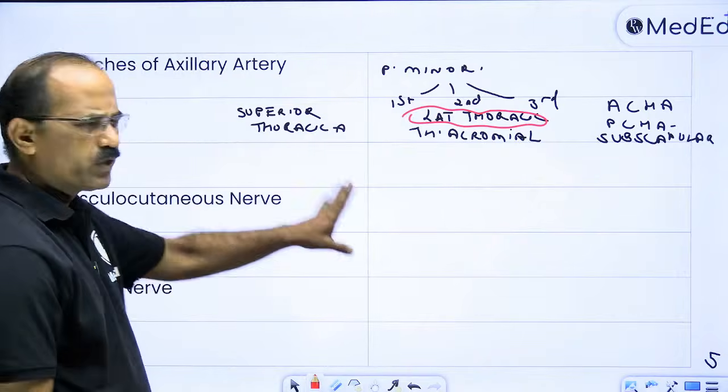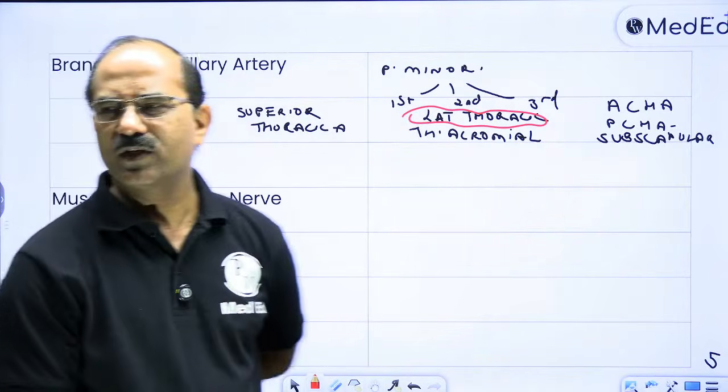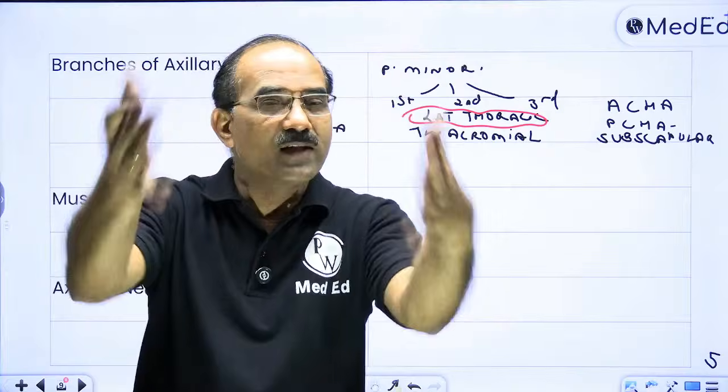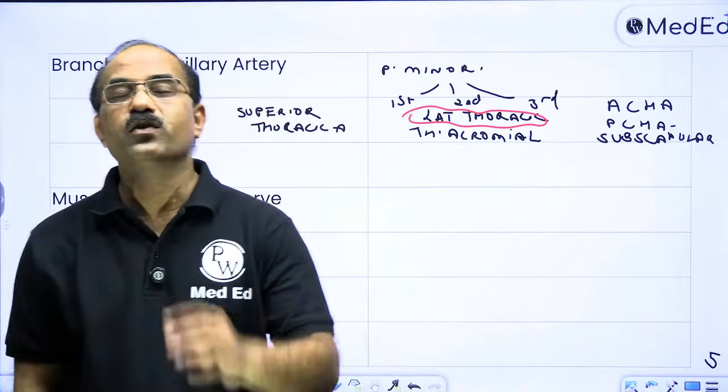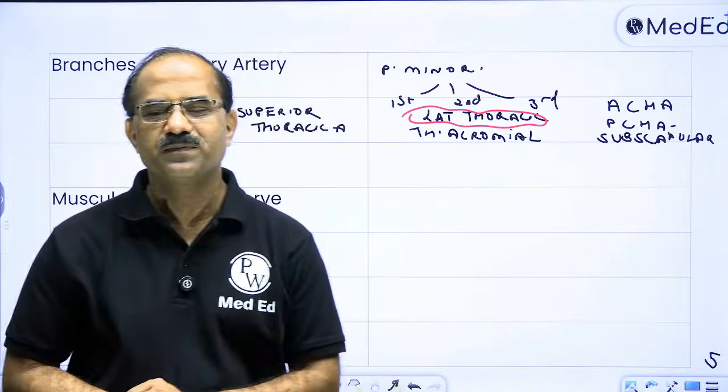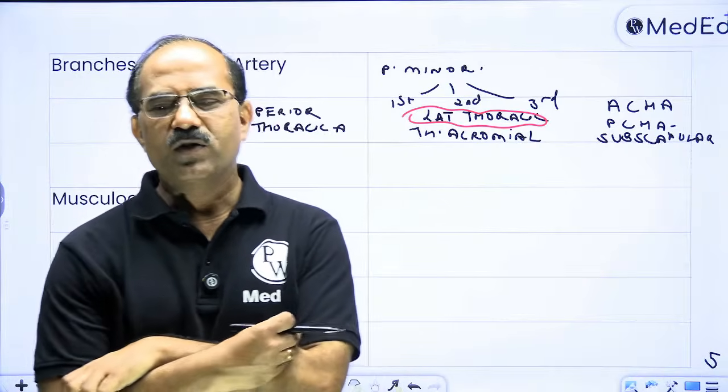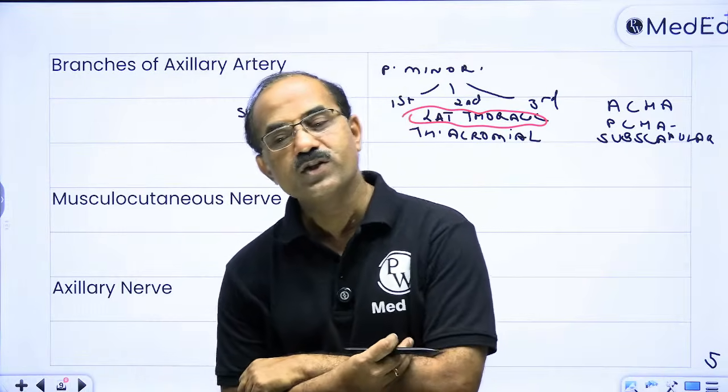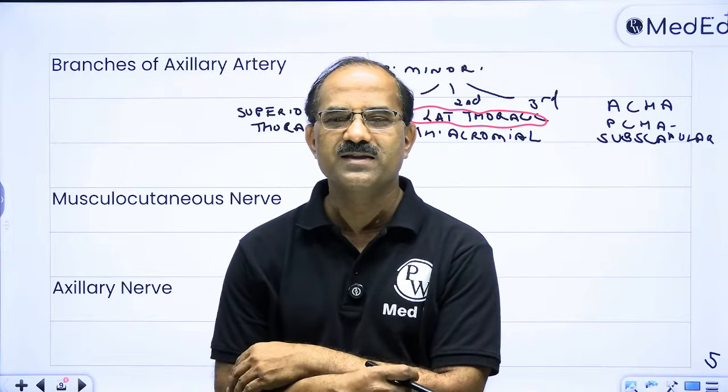Can you tell me something about the musculocutaneous nerve? Chalo bachcho, this is how you should be able to answer. Musculocutaneous nerve is a branch of which cord of the brachial plexus? Any guesses?